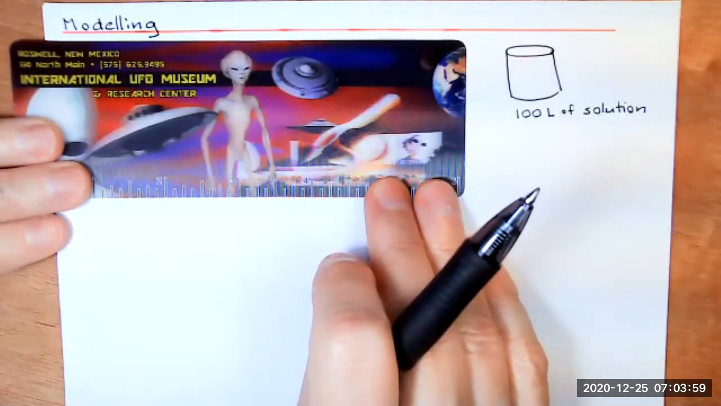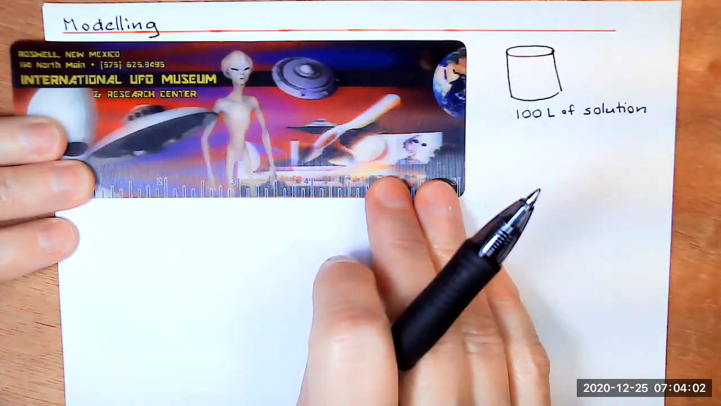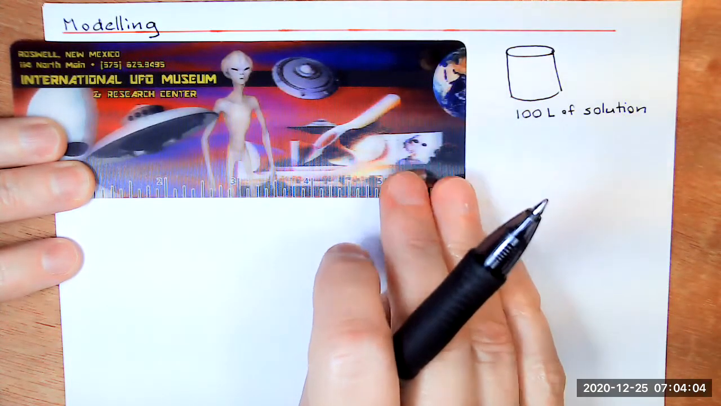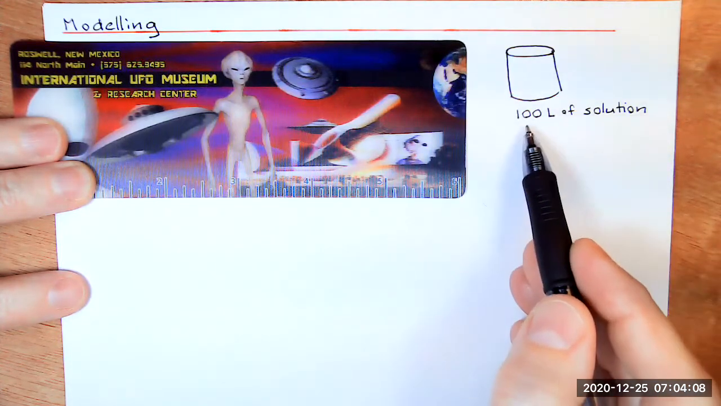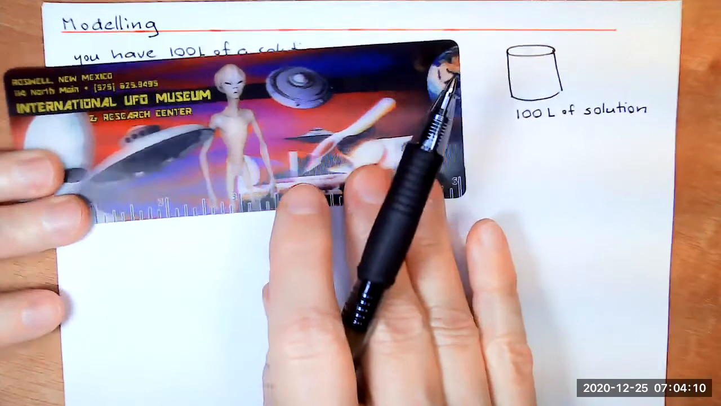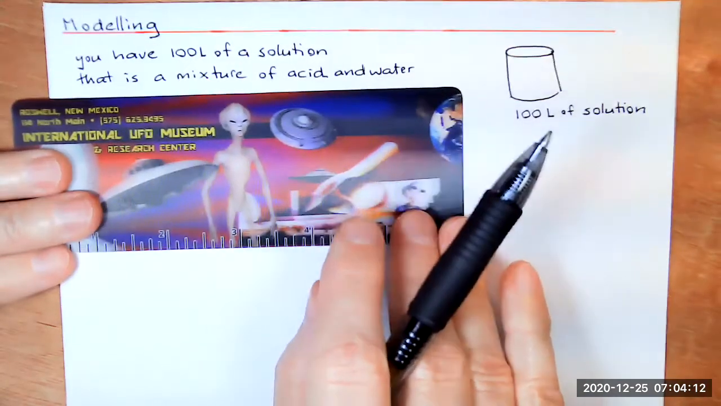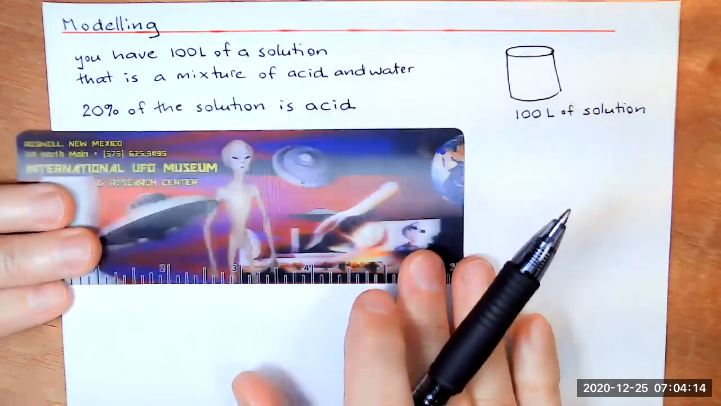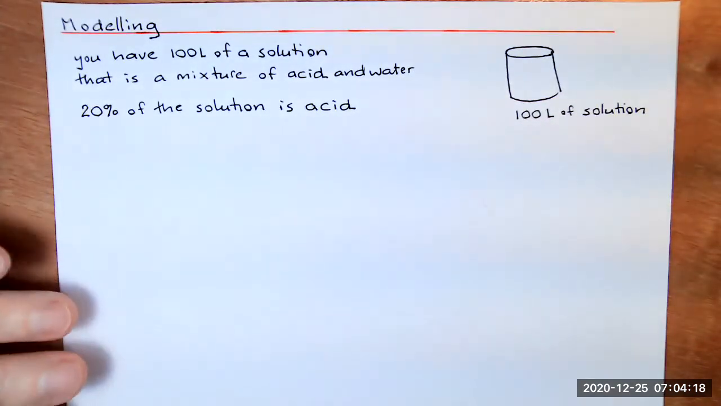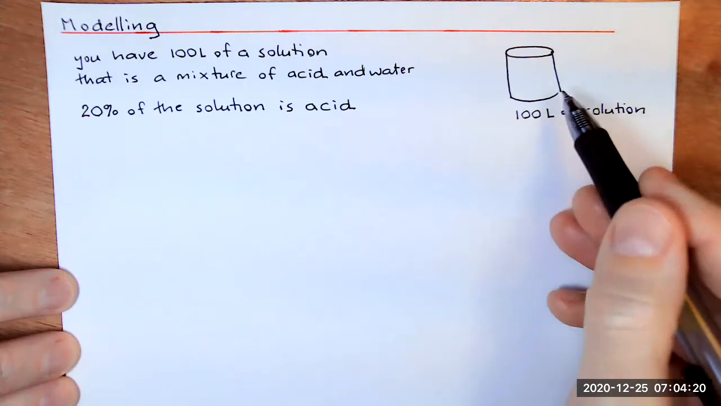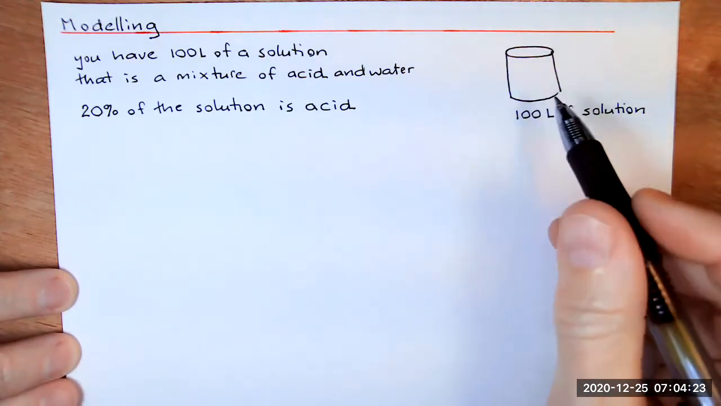All right, let's talk about modeling, which is another way of talking about word problems. So let's say you have a solution. You have 100 liters of the solution. It's a mixture of acid and water, and 20% of the solution is acid. So how much acid is in this vat?